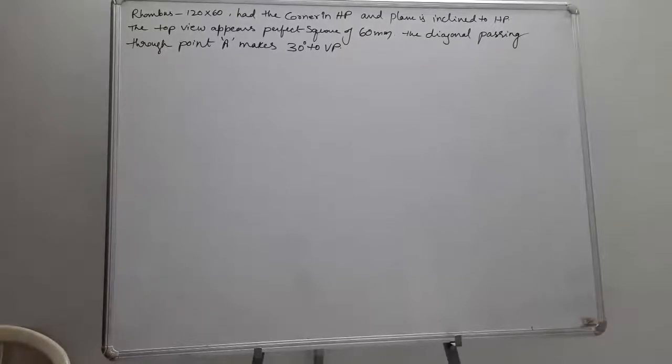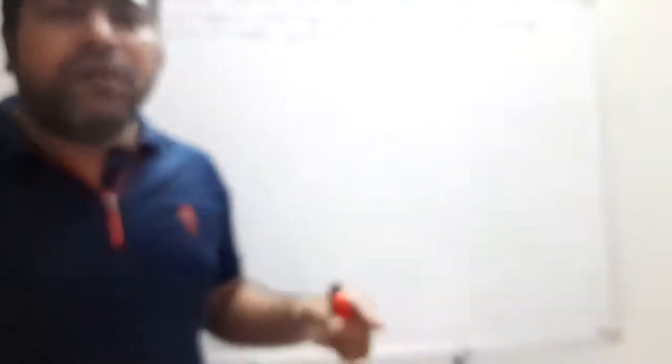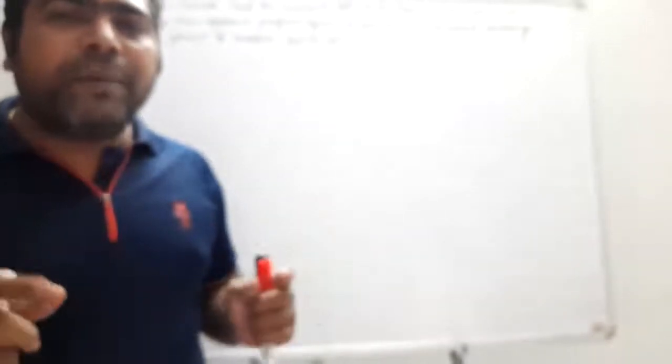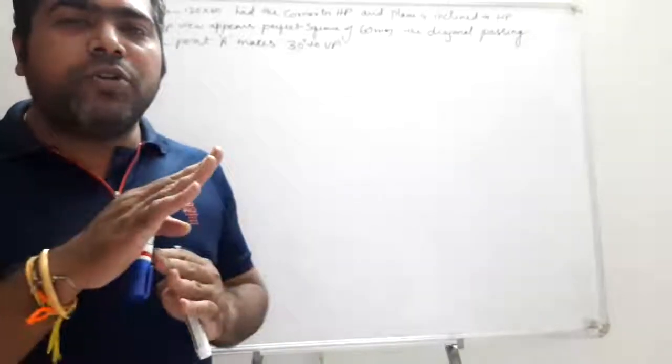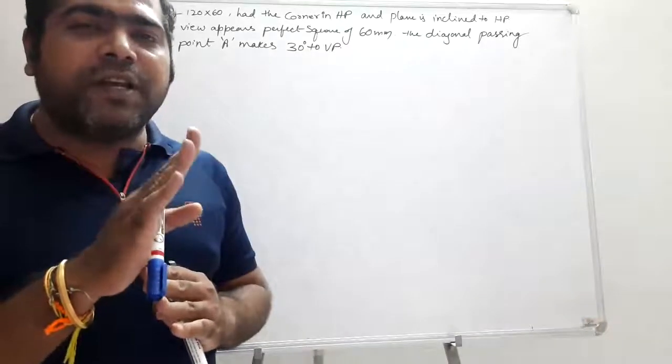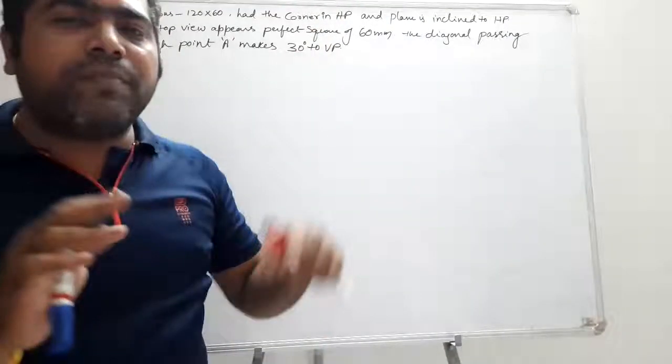Okay, friends. This problem is going to be similar to the previous videos. Consider a rectangle problem. The top view of the rectangle appears as a perfect square. What we did, the front view is going to be just tilted by making an HP inclination. Then only am I supposed to see the top view as a perfect square. Similarly, here also I am doing the same concept.